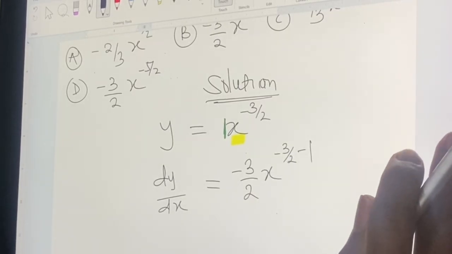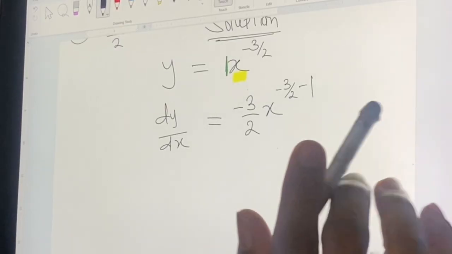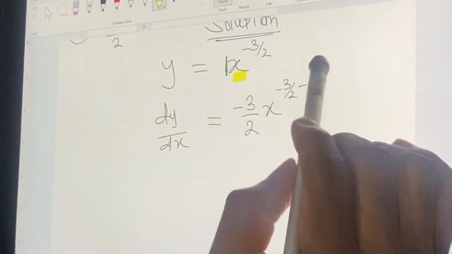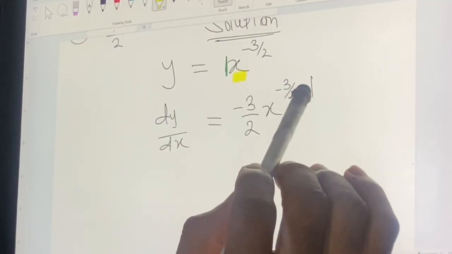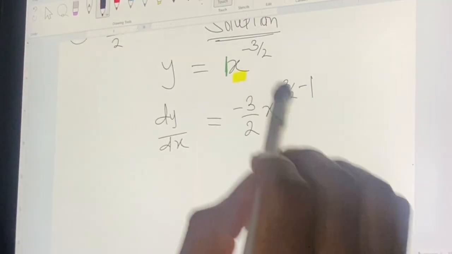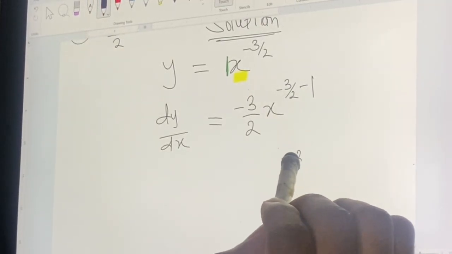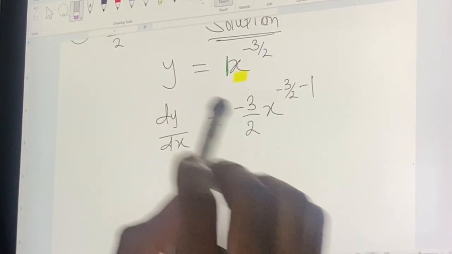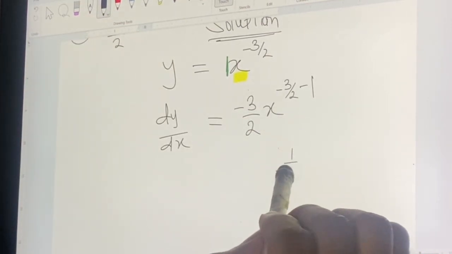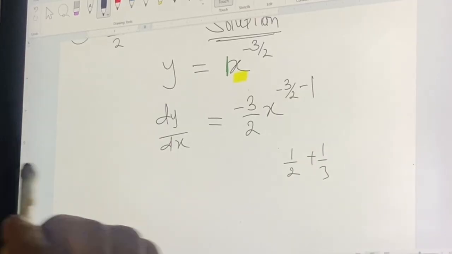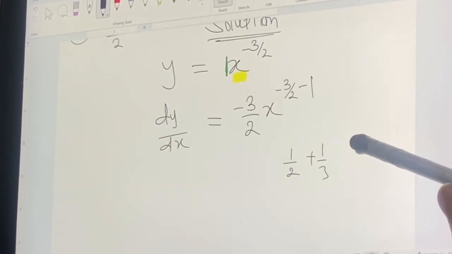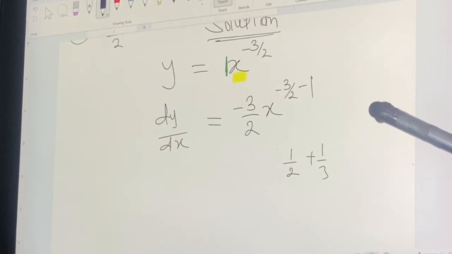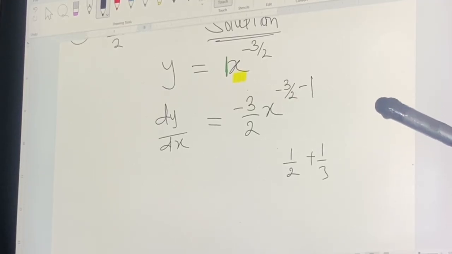Okay, now when you do that, let's simplify this. We have the power to be minus 3 over 2 minus 1. If you have something like this in mathematics, that is 1 over 2 plus 1 over 3, of course, I will simplify this particular fraction, maybe using LCM or using the butterfly method. Using the LCM method by finding the LCM and solving, or using the butterfly method. And the butterfly method is the simplest way.